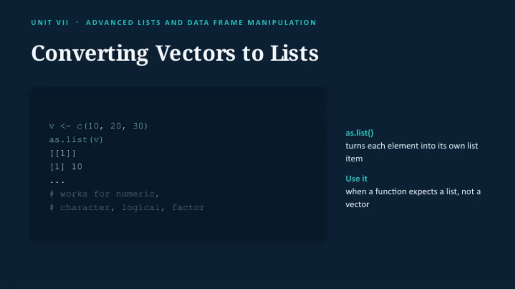Let's talk about converting vectors to lists using the asList function. This function takes each element of a vector and turns it into its own list item. It's especially useful when a function requires a list instead of a vector. For example, if you have a numeric vector, asList breaks it down into individual list elements. It works not just for numbers, but also for characters, logical values, and factors. This is a key step in advanced list and data frame manipulation.